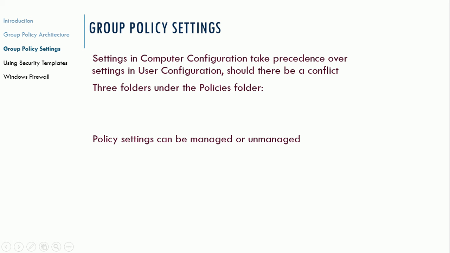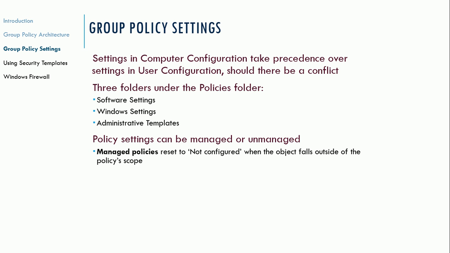Now that we understand a little bit about the architecture of group policy, let's take a look at some of the settings that we can set with group policy, some of the areas that we can create these policy settings. So there are 3 folders in the policies folders. You have software settings, Windows settings, and administrative templates. And I'm going to talk mostly about software and Windows settings.